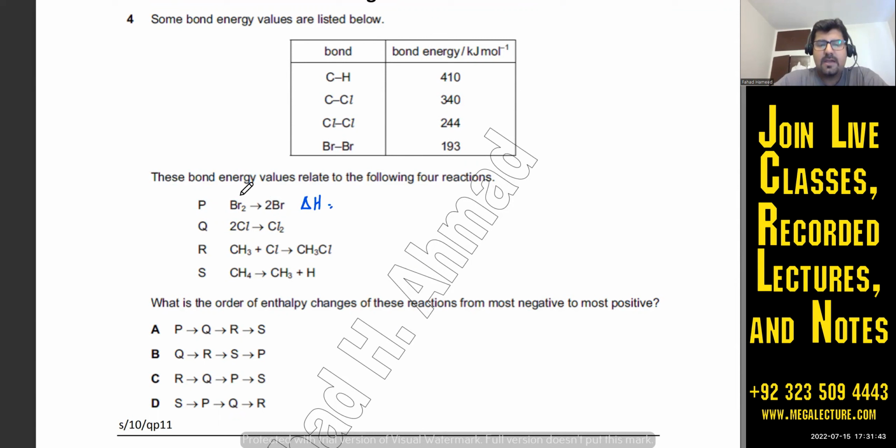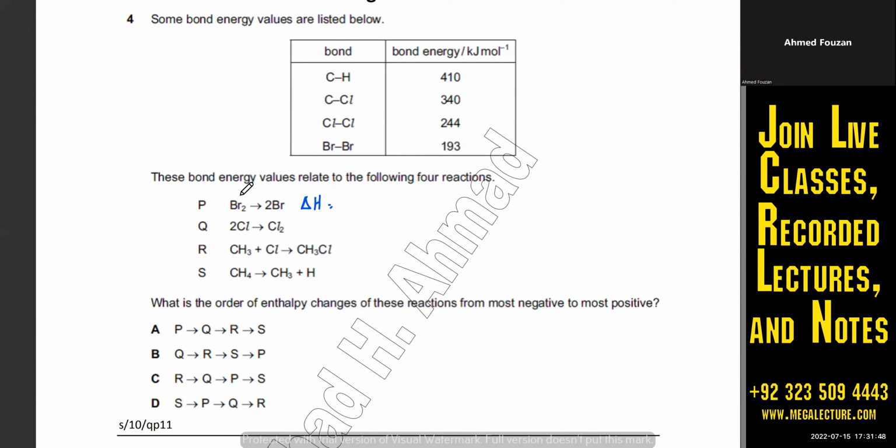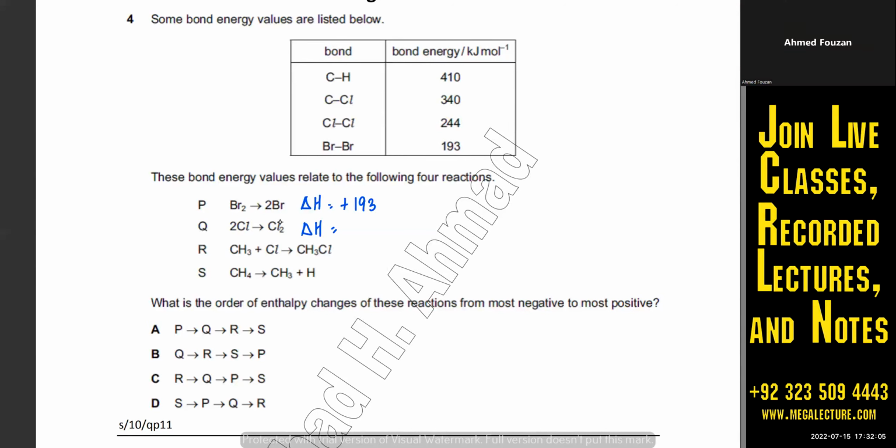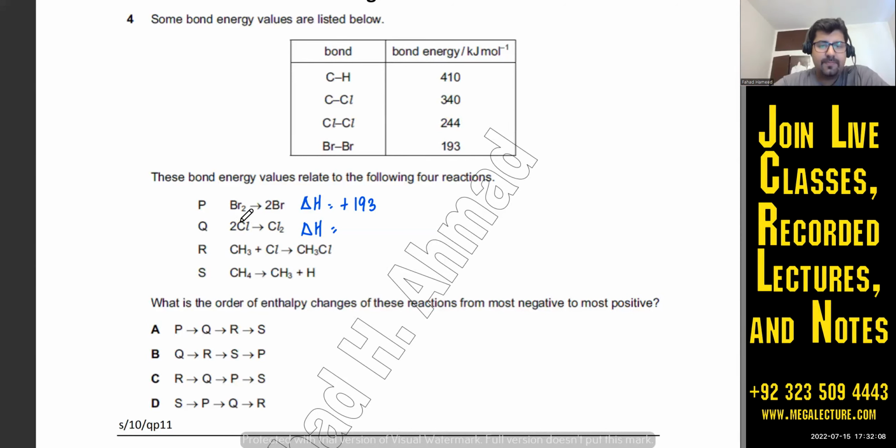Broken minus formed. So what's the enthalpy change? 193. Okay, it's going to be plus 193, right? Because only the Br-Br bond is broken, nothing is formed. So what's the enthalpy change for this reaction? Minus 244. Yeah, because broken is 0, bonds broken minus formed. Formed is Cl-Cl, that's minus 244. So what about the third one?